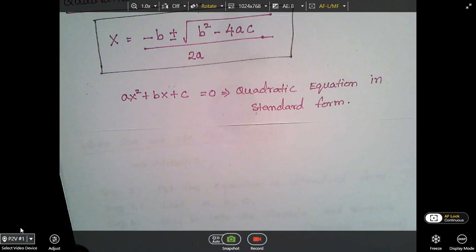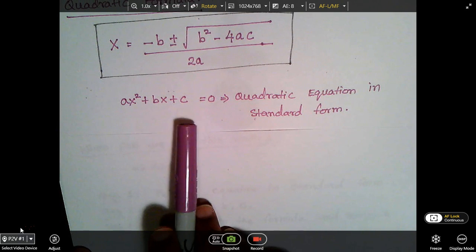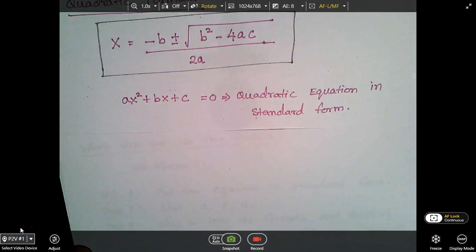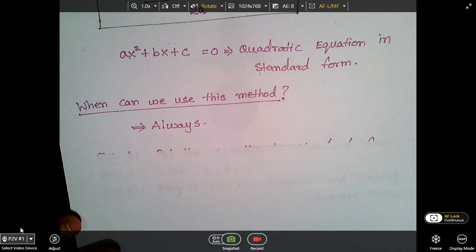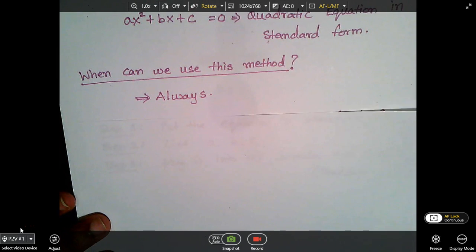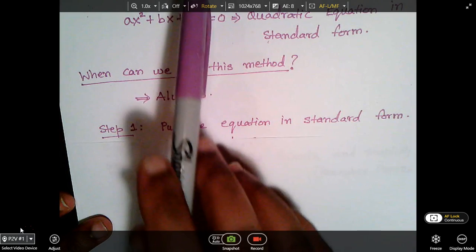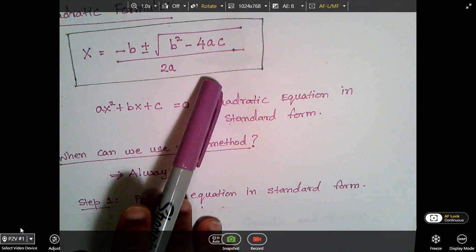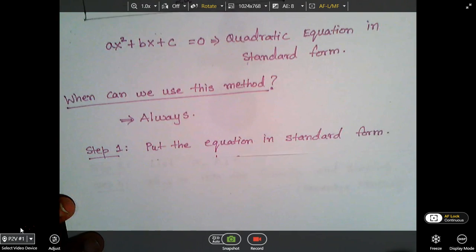I have this quadratic equation written in standard form, ax squared plus bx plus c equal to 0. So to use the quadratic formula, I have to have my quadratic equation written in that form. So when can I use this method? Always. You can use this always. All that is required is for you to know your a, b, and c. You can go ahead and plug it into the formula and simplify it. You will get your values of x.